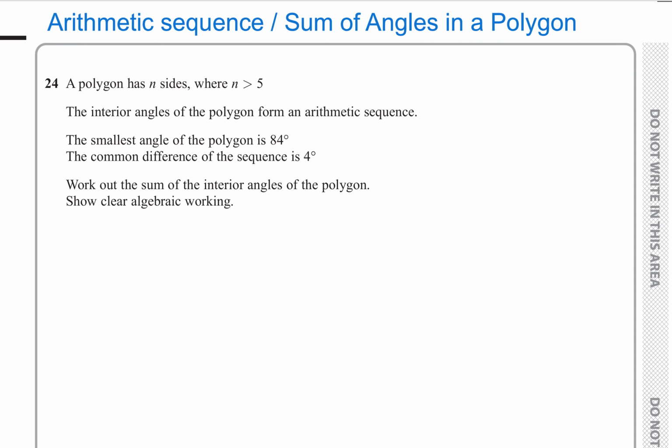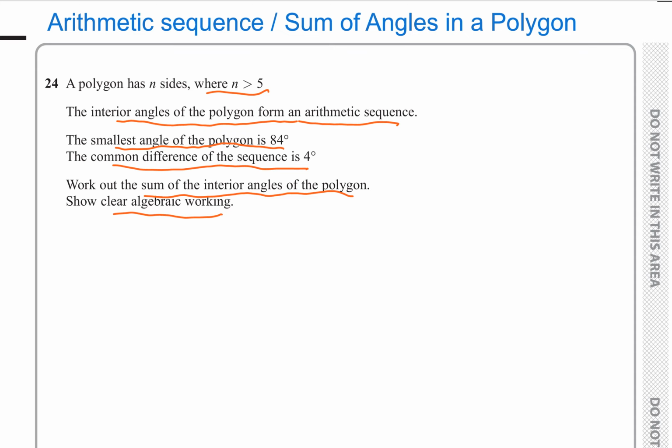Hello everybody, in this question, a polygon has n sides where n is greater than 5. The interior angles of the polygon form an arithmetic sequence. The smallest angle of the polygon is 84 degrees. The common difference of the sequence is 4. Work out the sum of the interior angles of the polygon and show clear algebraic working.